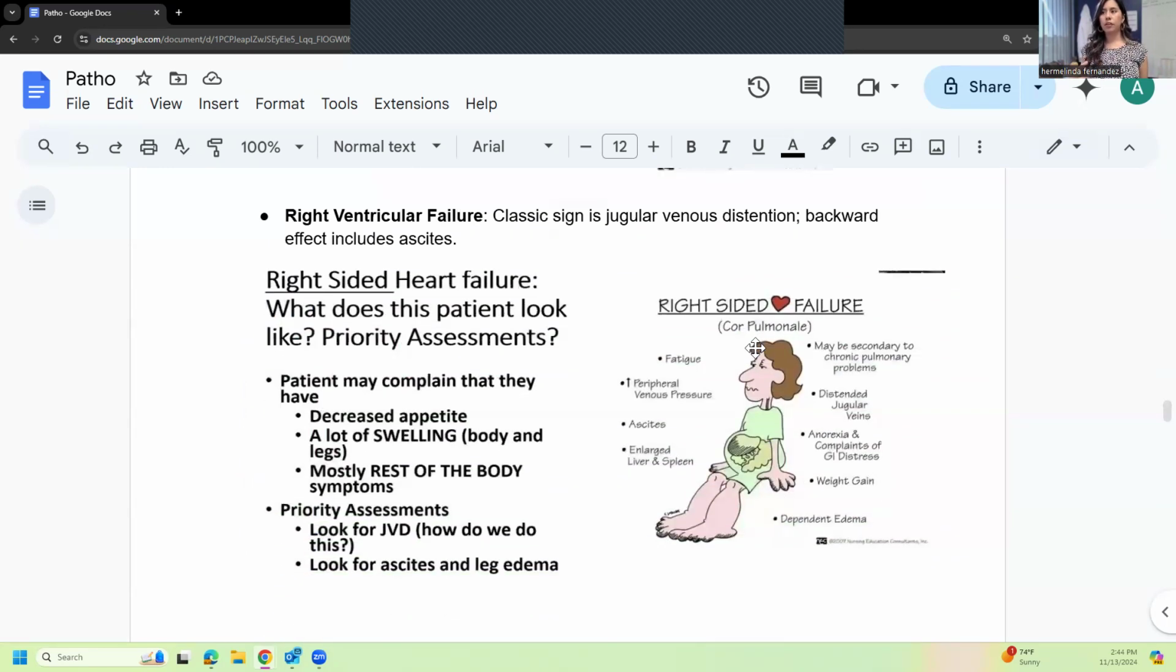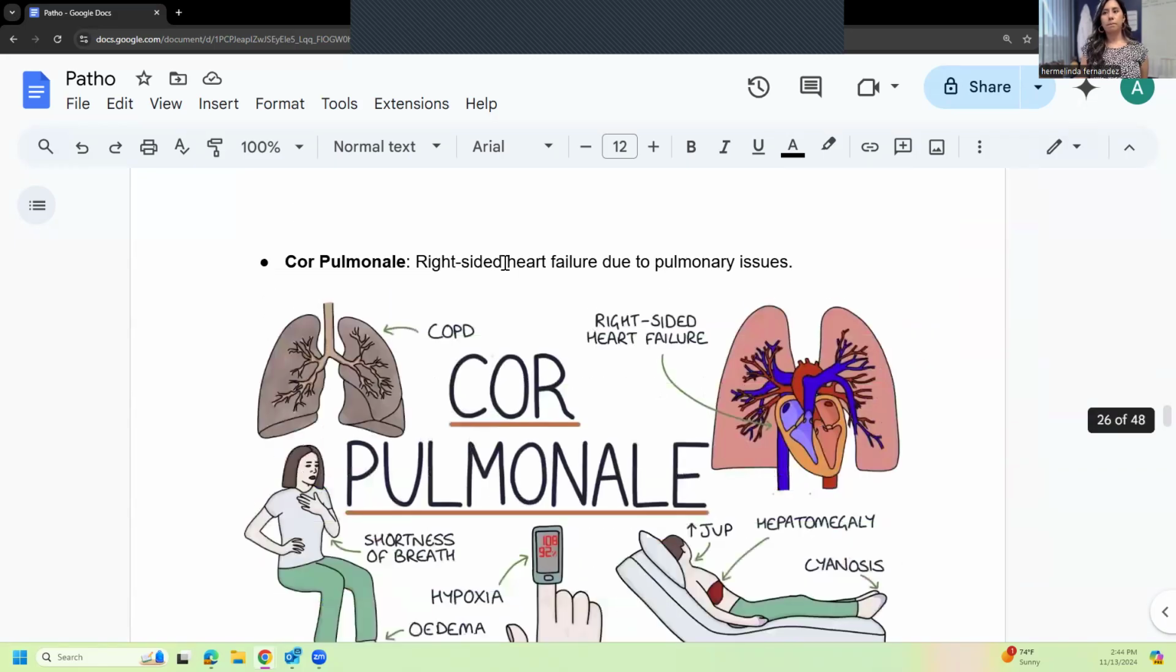Right ventricular heart failure, the classic signs would be jugular venous distension, so the backward effect. This would include ascites. So underline this part. If you see that they do have the ascites, that would be right ventricular failure.